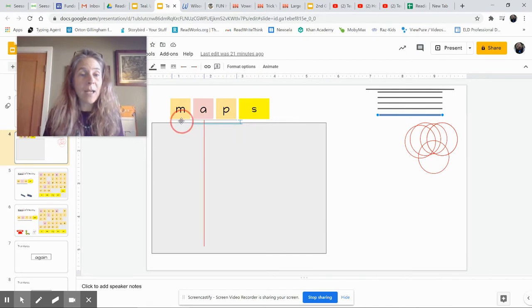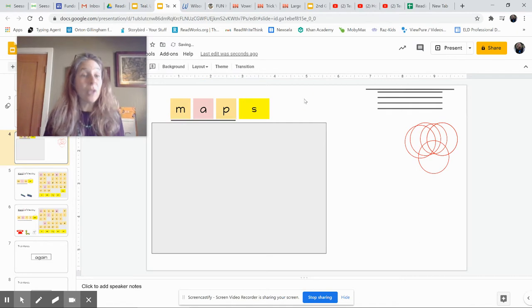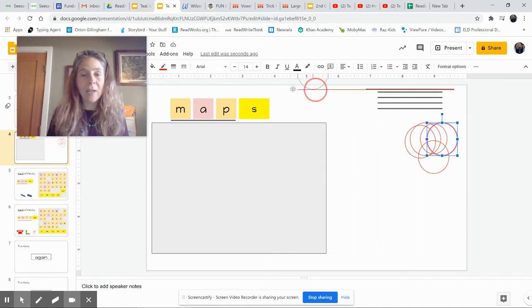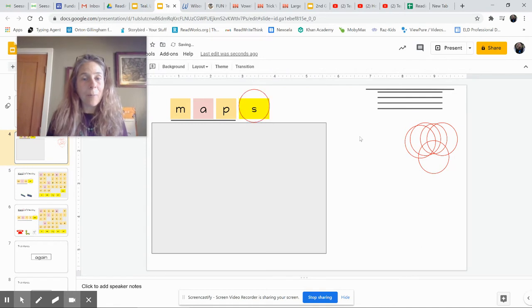And remember, when we mark our suffixes, we underline our base word, which is map. That's the word we tap out. And then we circle our suffix. So I'm going to grab my suffix here and I'm going to circle it. There we go. So I've got my word maps.